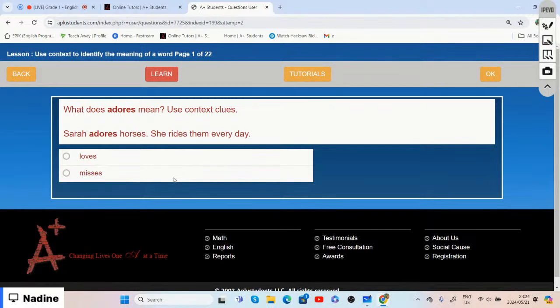All right, and if we were to choose the correct one, what does adores mean if we use the context? It says she adores horses, she rides them every day, which means that it cannot be misses because she rides them every day, so we will say it is loves. She loves horses, she rides them every day.